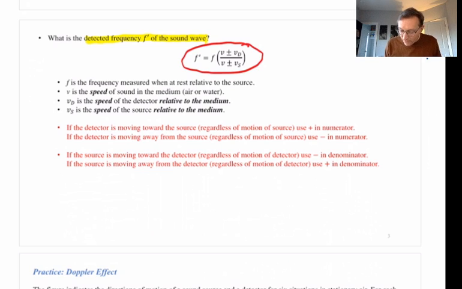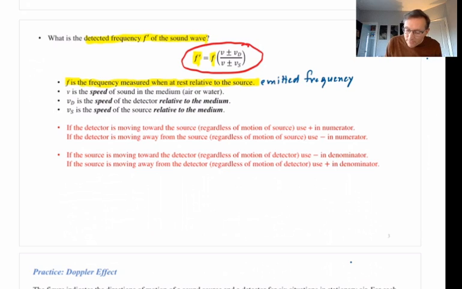I've already said what that symbol is. f prime is, generally speaking, what we're interested in: the detected frequency by the receiver of the sound wave. What's this f here? f is merely the frequency measured when at rest relative to the source. If you like, it's the emitted frequency. It's what you would detect if you were sitting right beside the source.